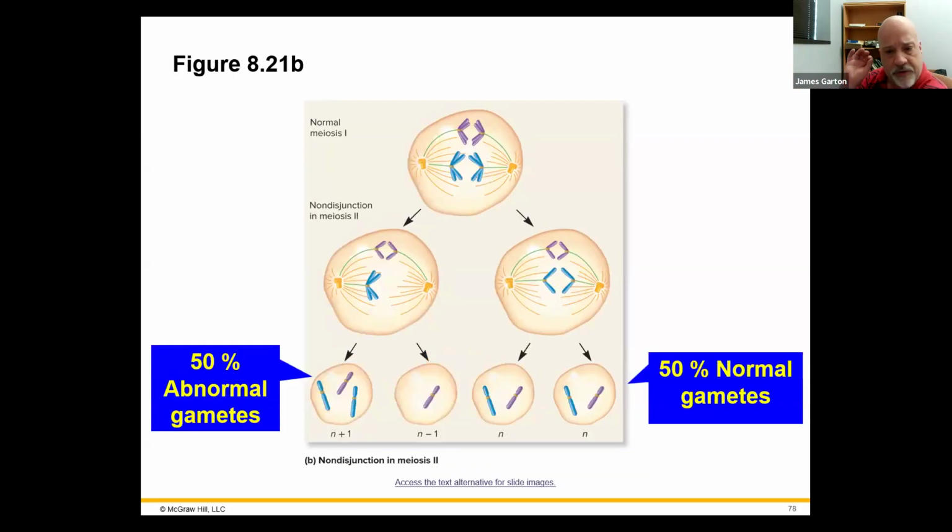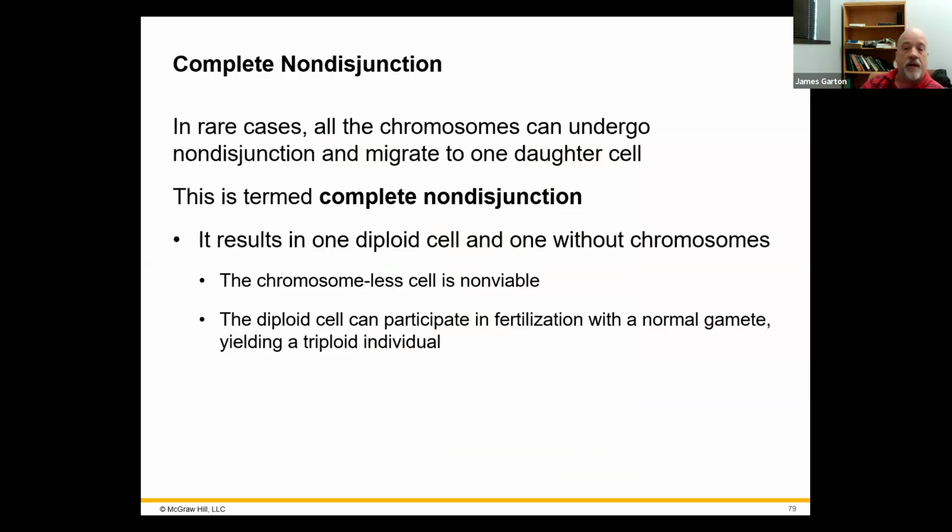If it happens during anaphase 2, half the gametes will be completely normal, and half will be abnormal. One will have one too many chromosomes, and one will have one too few. Now, usually non-disjunction is partial. It typically happens to one chromosome, maybe two.